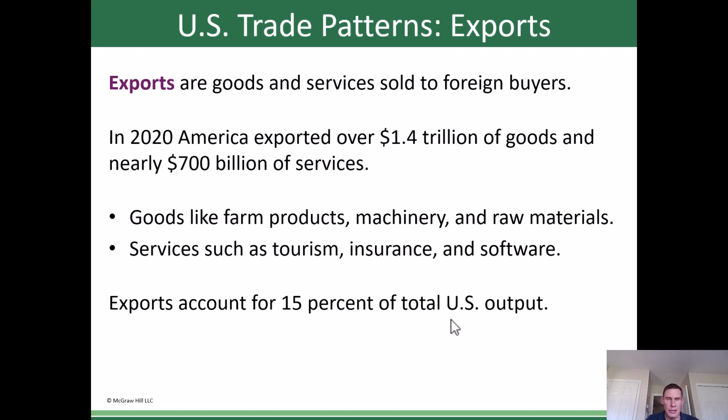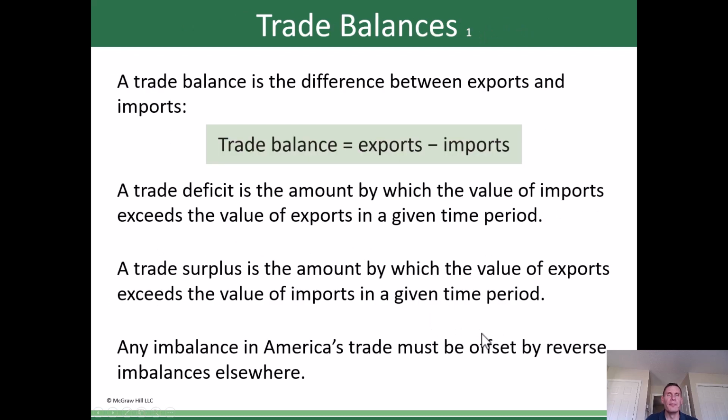Some examples could be farm products, machinery, raw materials. Again, think like a wide cross section of goods and services. Some examples of services that the US is exporting could be tourism, software, and insurance. And in this case, exports account for around 15% of total US output. So again, pretty sizable, pretty significant.